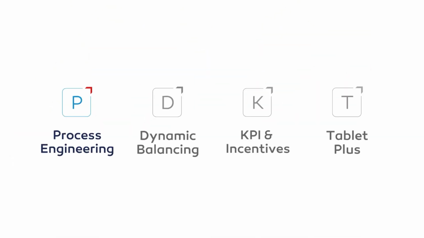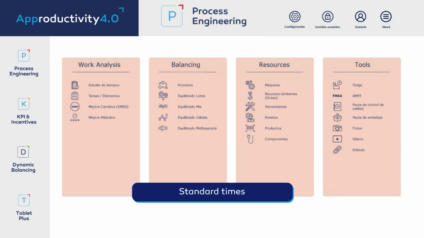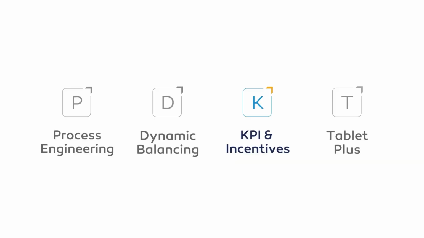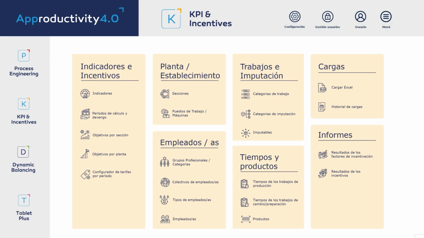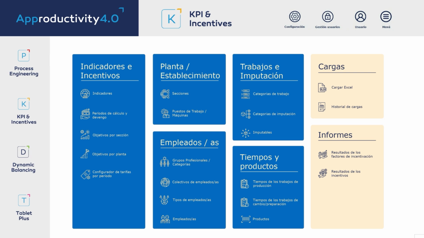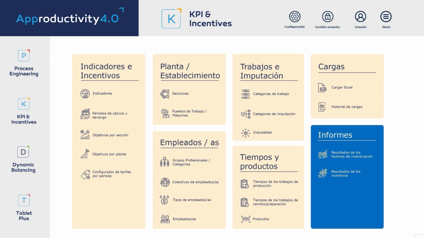including the Process Engineering module of Approductivity 4.0 and other systems managing personnel, workstations, company sections, task allocation, or corresponding standard times. The KPI Incentives Manager module consists of two main areas. On one hand, the masters, which contain the necessary information for operation. On the other hand, the reports detailing KPI result calculations compared to the established objectives for each computable period.